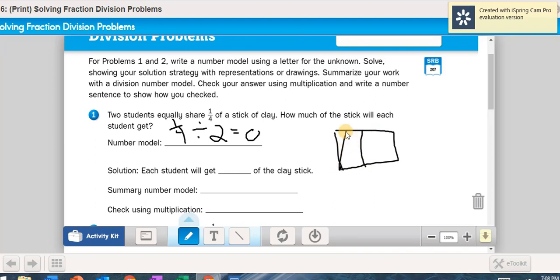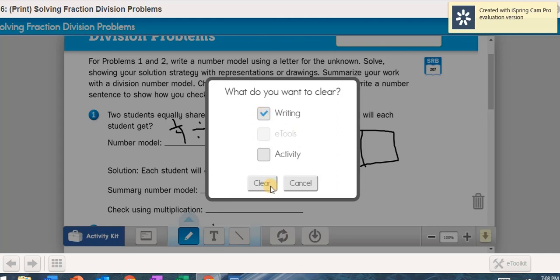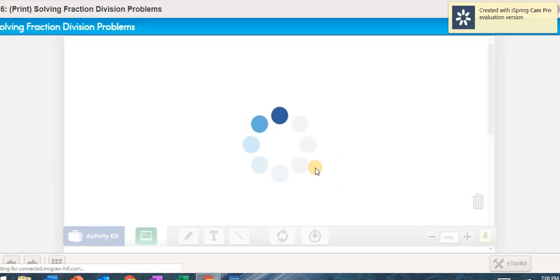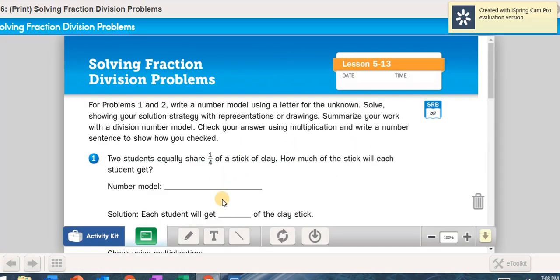Oops, that was a terrible line. I apologize. I'm still not doing a very good job here. We're going to erase that. I'd much rather do this on the board, right?